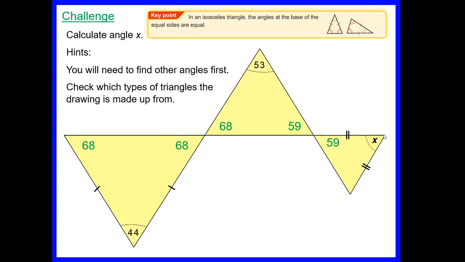And finally, our last triangle is isosceles. We can see this length here and this one here are identical. So these are our base angles. So our other base angle, 59 degrees. And to finally find angle X, then if we do 180 minus 59 plus 59, angle X is 62 degrees. Well done if you managed to work your way across the diagram and find X as 62 degrees.